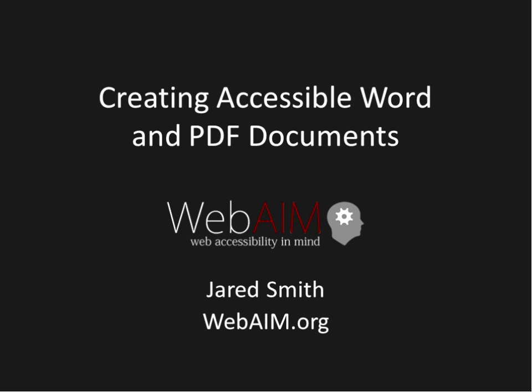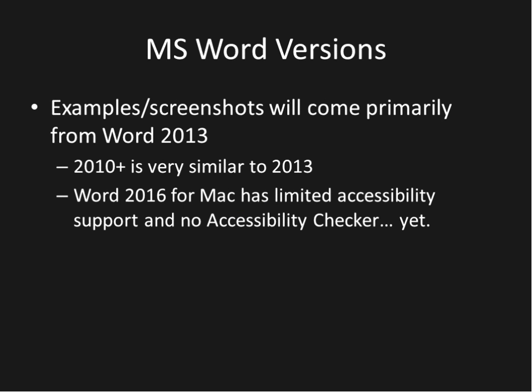We're going to first start talking about accessible Microsoft Word documents. It's important to note that there are a lot of different versions of Microsoft Word, and increasingly so as time goes on. There seem to be new versions coming out all the time. I'm going to primarily use Word 2013 for the examples and screenshots, but just know that most every version more recent than Word 2010 is very similar. The menus might look slightly different, they might be in slightly different locations, but generally the functionality is very similar.